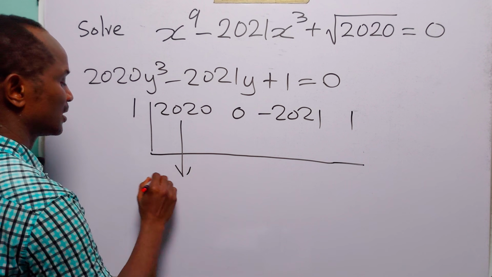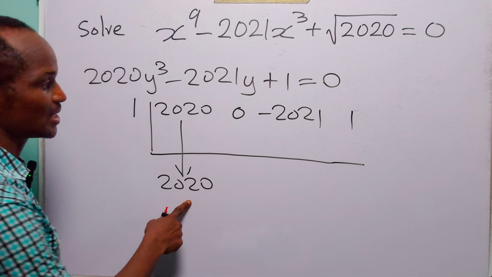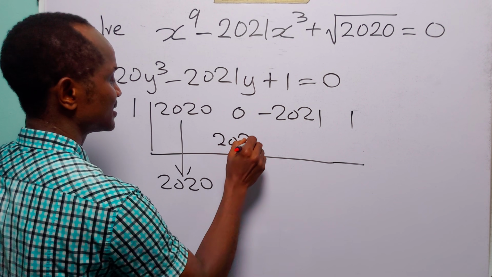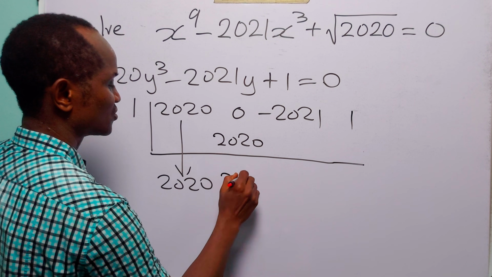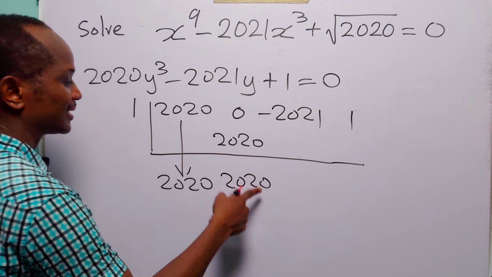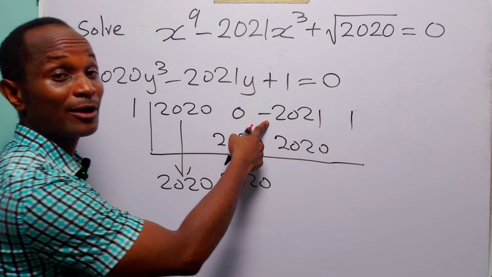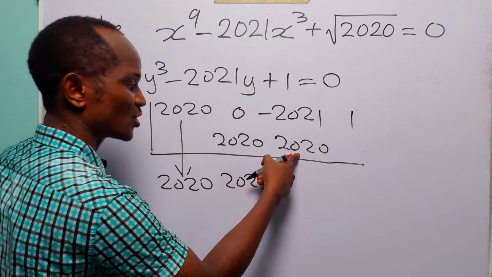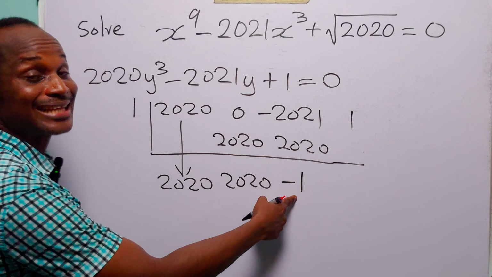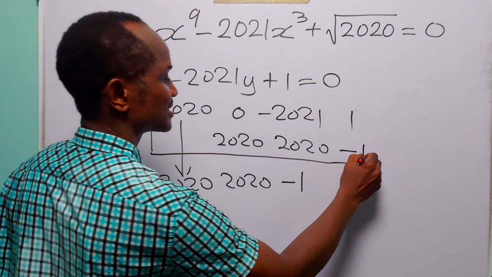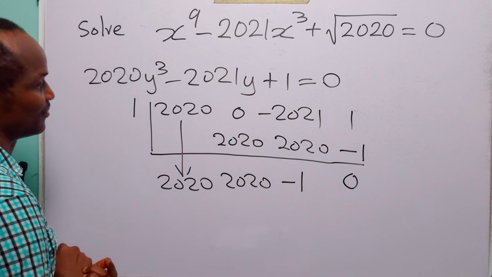You bring down 20. 1 times 20 is going to give us 20. 0 plus 20 is going to give us 20. 1 times 20 is going to give us 20. Minus 21 plus 20 is going to give us minus 1. 1 times minus 1 is going to give us minus 1. 1 minus 1 is going to give us 0.